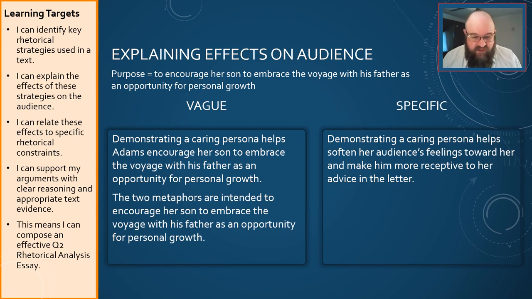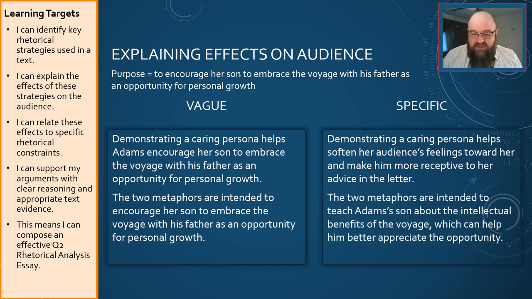Here's another example. I saw this a few times, saying that the two metaphors are intended to encourage her son to embrace the voyage, and so on. Just saying that the two metaphors help accomplish the purpose. Again, how exactly? I need to take a smaller step to get there. So I might say this: the two metaphors are intended to teach Adams' son about the intellectual benefits of the voyage, which can help him better appreciate the opportunity. That, of course, going on to encourage him to embrace that voyage.